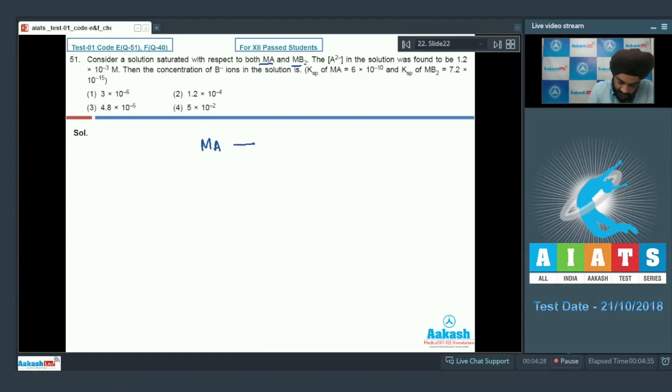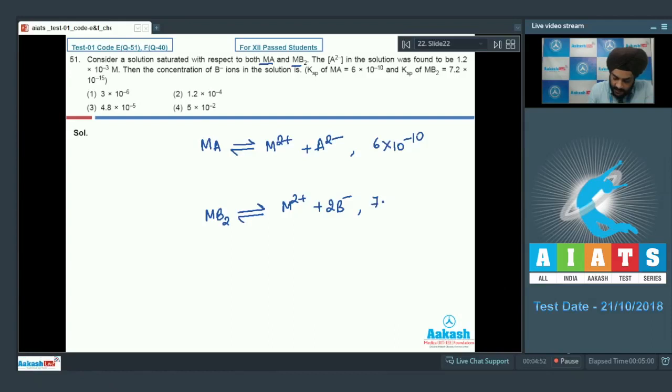So MA will dissociate into M2 plus and A2 minus, whereas MB2 will dissociate into M2 plus and 2B minus. The Ksp value for the first salt is given to be 6 × 10^-10, and the Ksp of the second salt is given to be 7.2 × 10^-15. And we have also been told that the A2 minus ion concentration in the solution is 1.2 × 10^-3 molar.